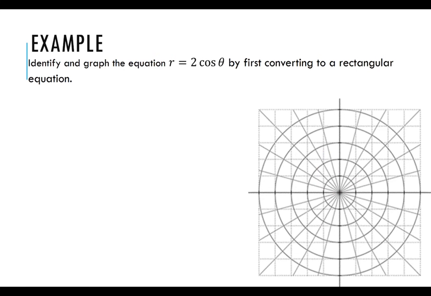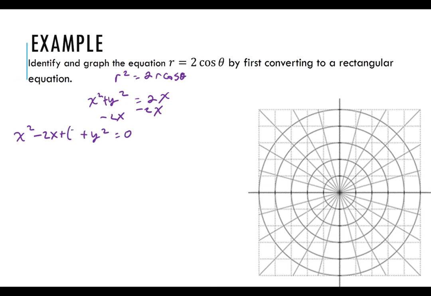So if I've got r equals 2 cosine theta, do the same thing, multiply both sides by r. I then get that r squared is equal to 2r cosine theta. That's then going to give me r cosine theta is x, r squared is x squared plus y squared is equal to 2x. Subtract 2x, subtract 2x. That's then going to be x squared minus 2x. Leave a space. Plus y squared is equal to 0.